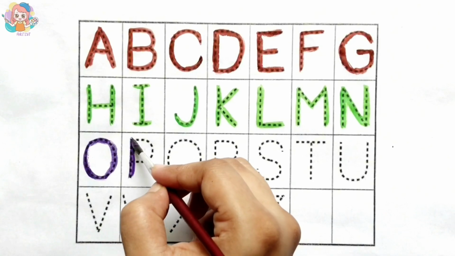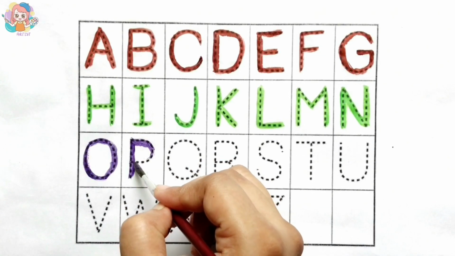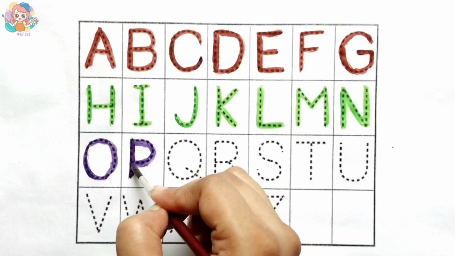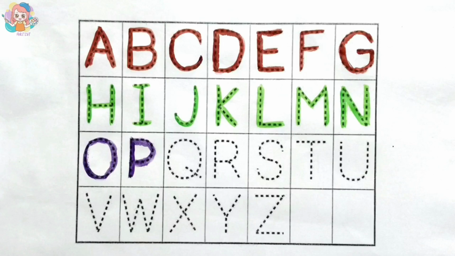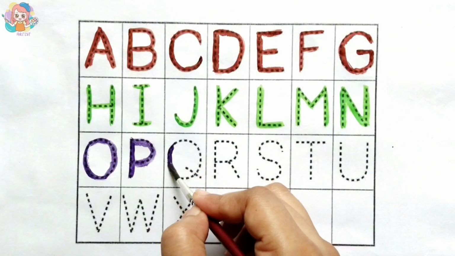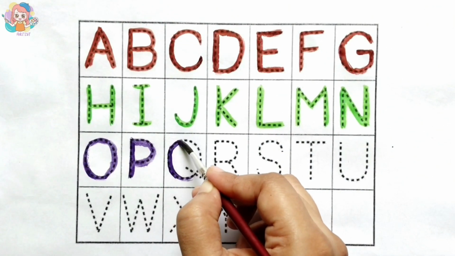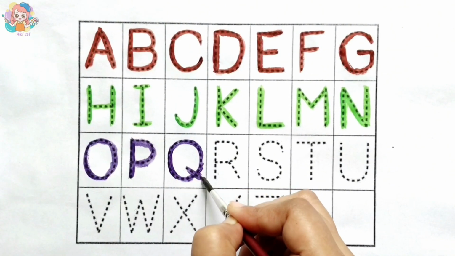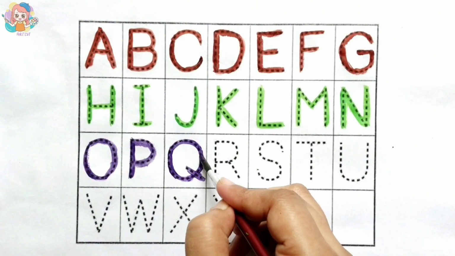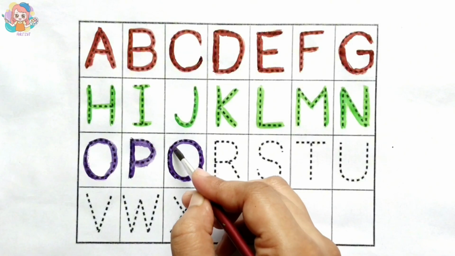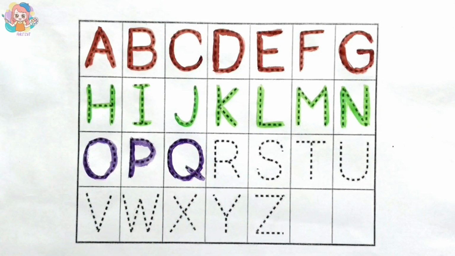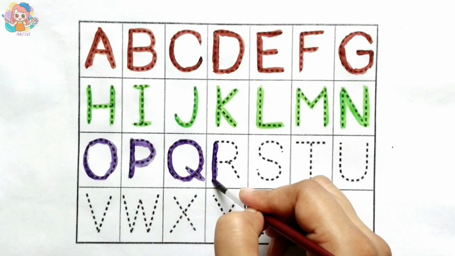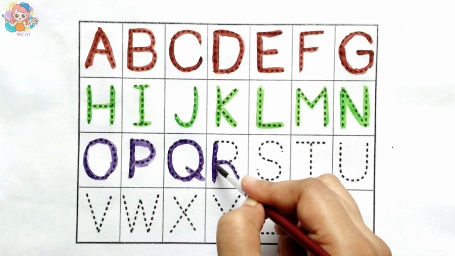P for pig. Q for queen. Now I know my ABCs. Next time, R for robot. Won't you sing with me?